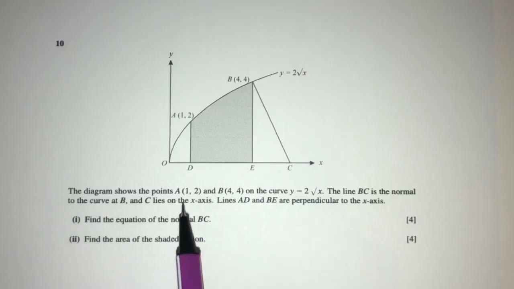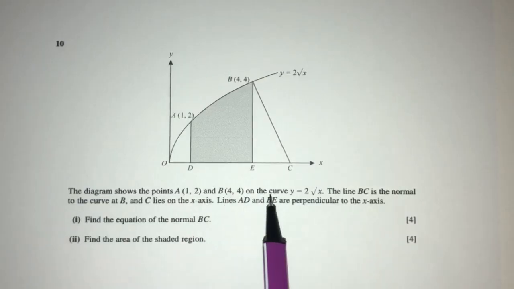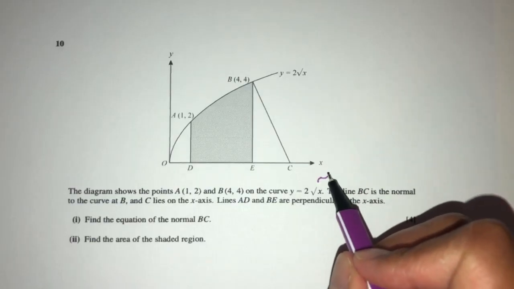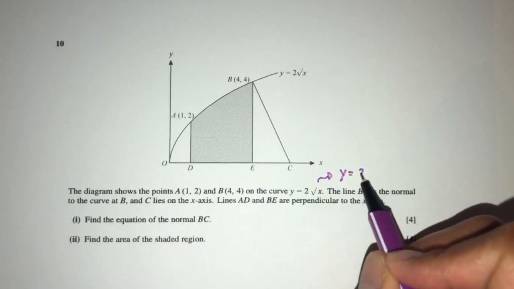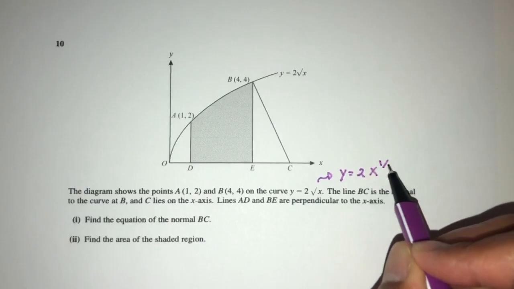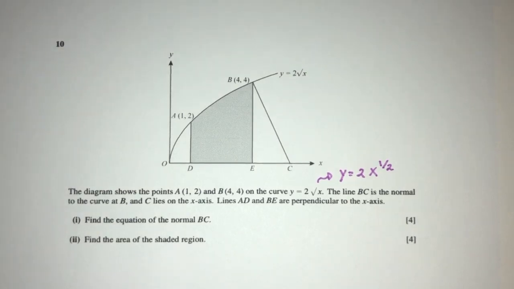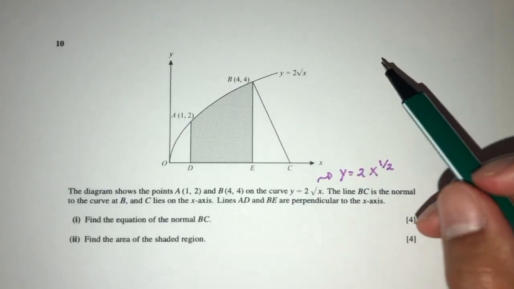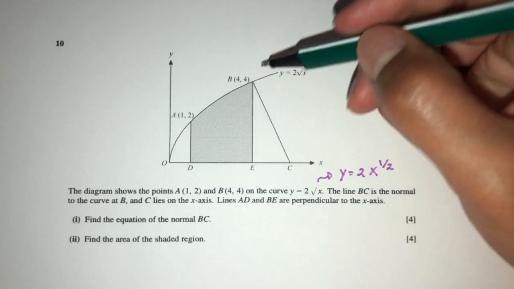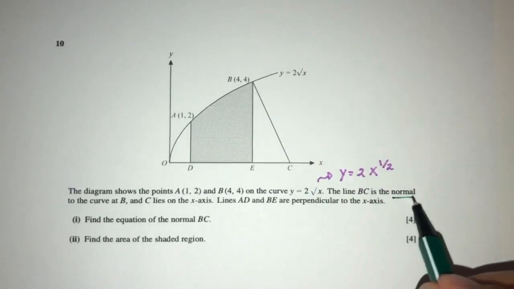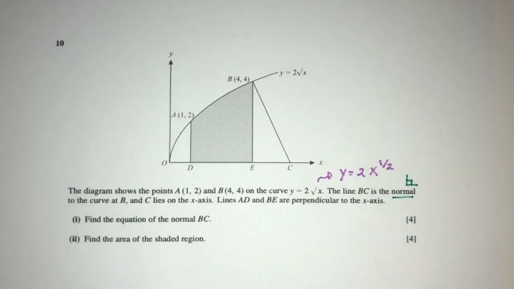The diagram shows the points A, B on the curve y equals 2 root of x. The first thing is let's write this again as 2 times x to the power half, because it will be much simpler to work with the powers than the square root symbol. Now the line BC is a normal to the curve at B. BC is right here. It is a normal, it means it is at 90 degrees. It is perpendicular to the curve at that point B.